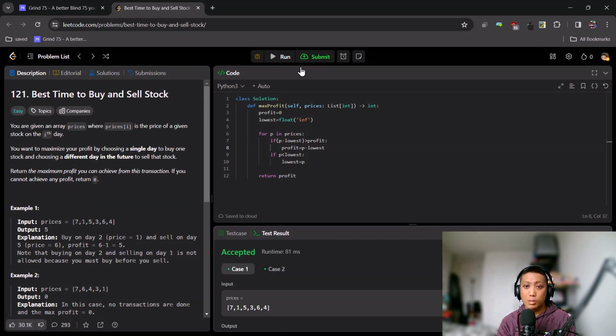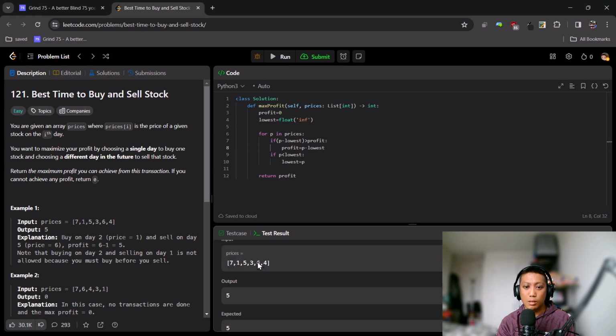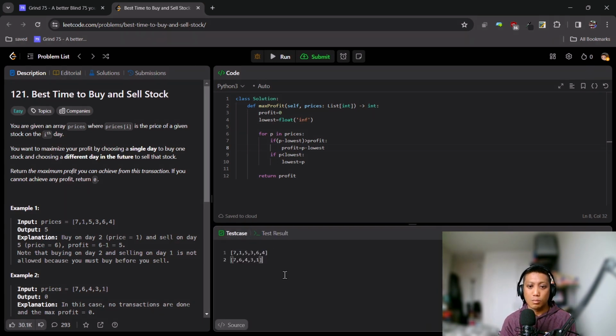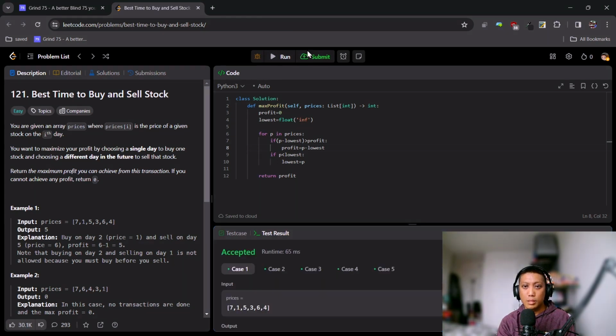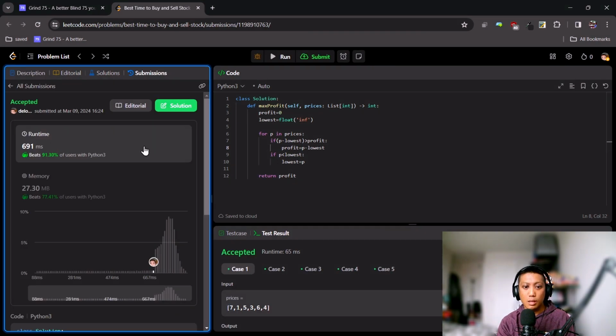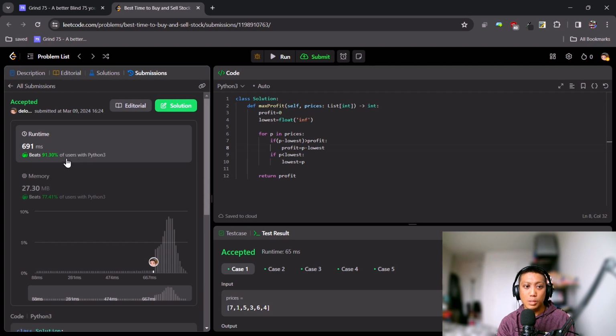Okay, that passes all the test cases that are given. Let's add another test case where empty array, we have 10, we have 10, 1. All right, valid test case 3. Okay, so it needs to have at least a value. Okay, it passes all these, submit, and pretty fast. All right, beats 91%.